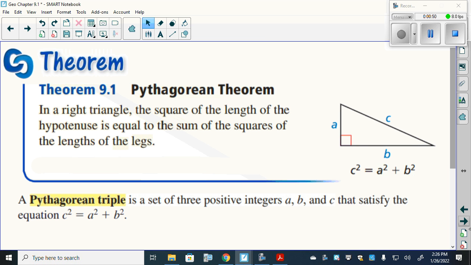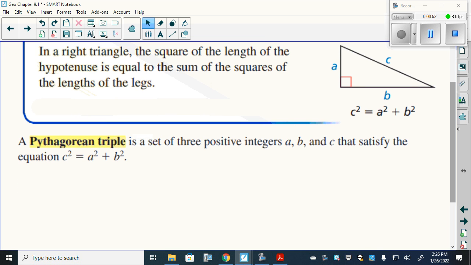Now, interestingly enough, if the values of a, b, and c are all positive integers, so they are positive whole numbers, they don't have decimals or fractions, we call them a Pythagorean triple. So a Pythagorean triple is any three whole numbers, positive integers, that satisfy a squared plus b squared equals c squared. It can be plugged into there and work.